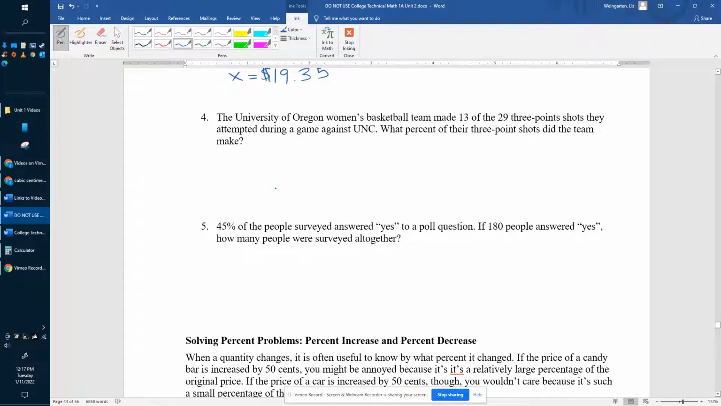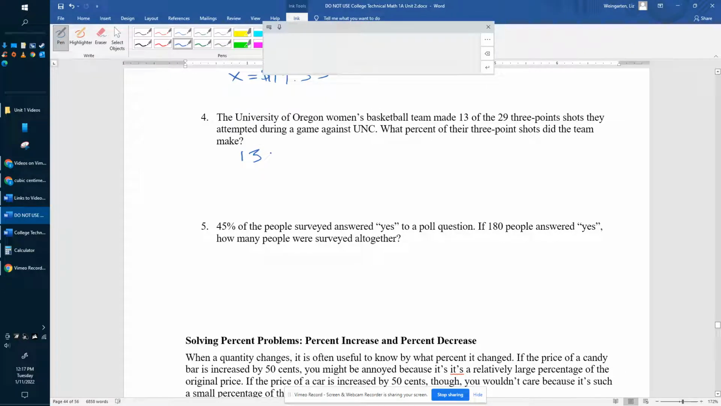University of Oregon's women's basketball team made 13 of the 29 three-point shots they attempted during the game against UNC. What percent of their three-point shots did the team make? So the amount is 13. We're looking for the percent, and the base, the original amount, was 29. That was their base.